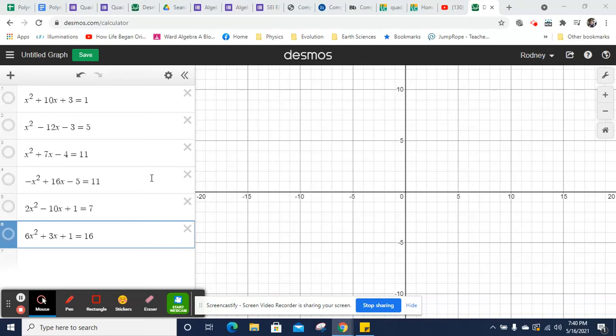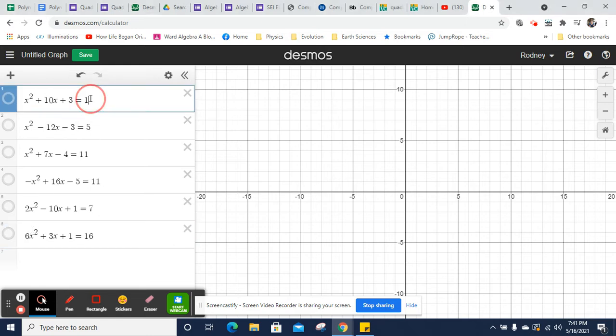Hi, this is Mr. Ward, and I'm going to do a short series of videos on how you can complete the square when there are going to be radicals involved. I'm going to work through a few examples that are fairly straightforward, then I'm going to work through a couple examples where your lead coefficient might not be 1. So I'm going to start off with this one.